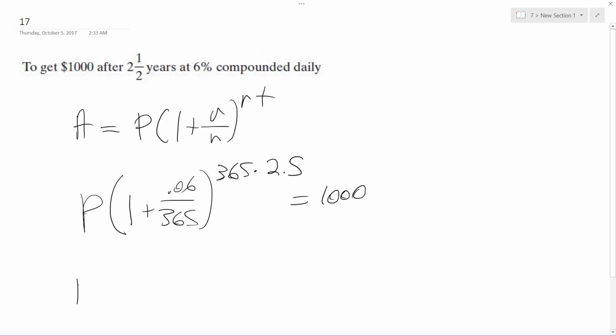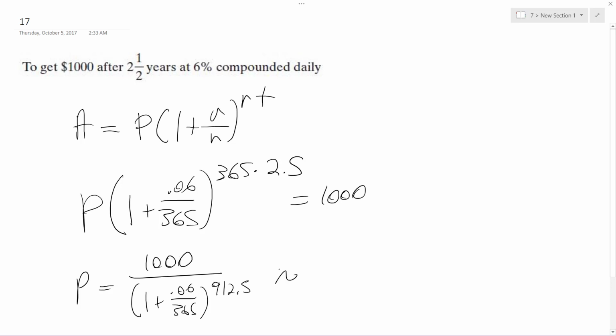All right, so principal is going to be equal to $1,000 divided by this whole thing, 1 plus 0.06 divided by 365 raised to the, I think this is like 912.5. And then what we end up with is approximately, our principal amount was $860.72. That's it. Awesome.